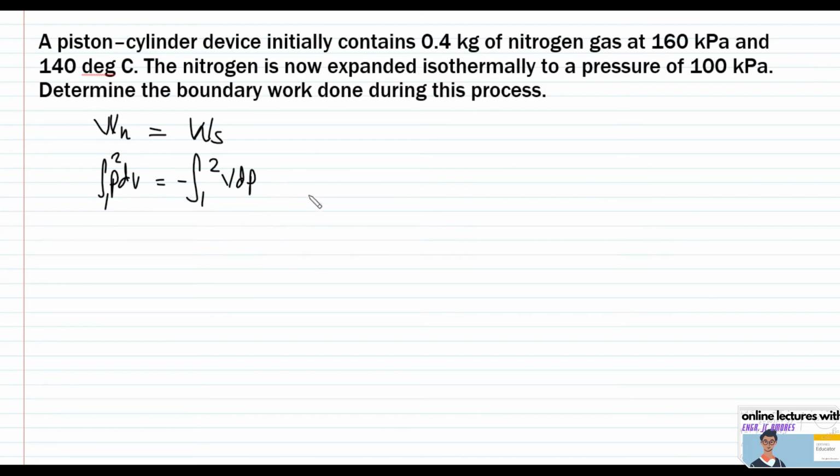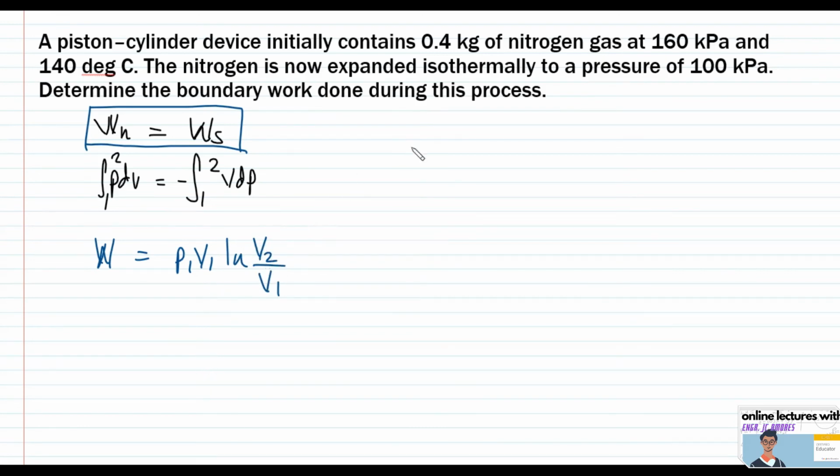So unless there is a change in kinetic energy or change in potential energy, we're talking about the same thing. Your non-flow work would also be your steady flow work. So the work here, whether it's a closed system or open system, would still be equal to P1 V1 times the ln of V2 over V1.